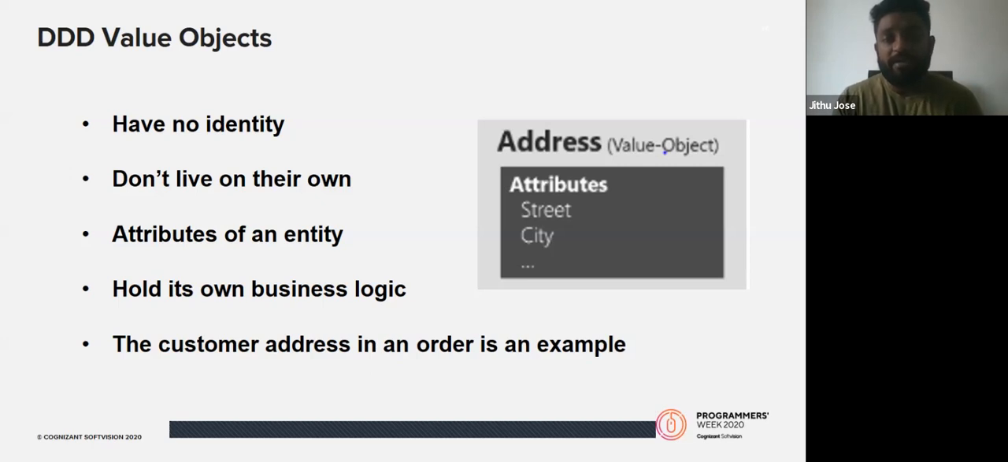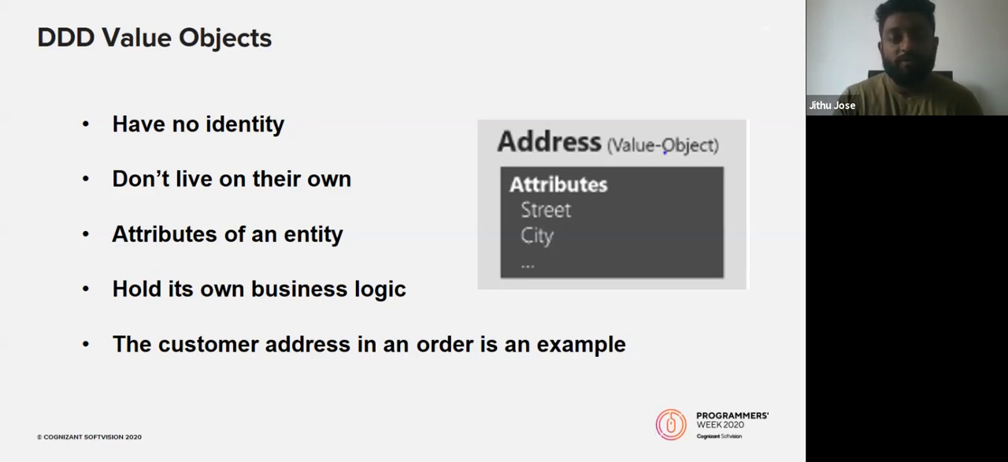An example is the address, for an order entity. Definitely when we do an order, there should be an address. And address will have different attributes like street, city, and location. We keep this as a separate thing from the order, but it cannot exist alone without an order. That's why it doesn't have an identity. But any business logic related to address will be handled inside the value object itself.